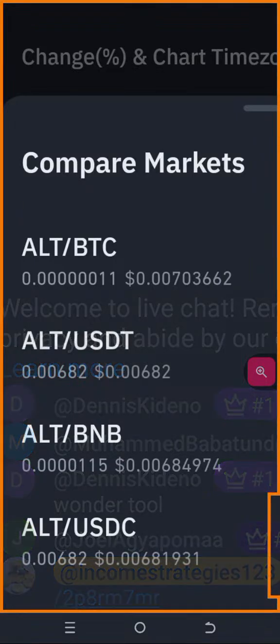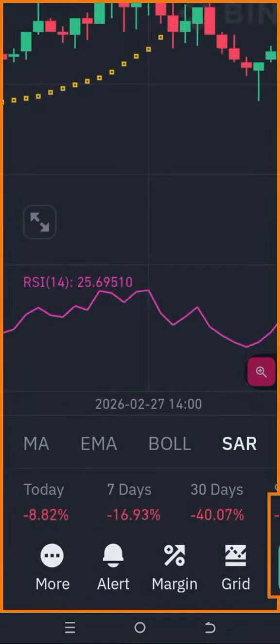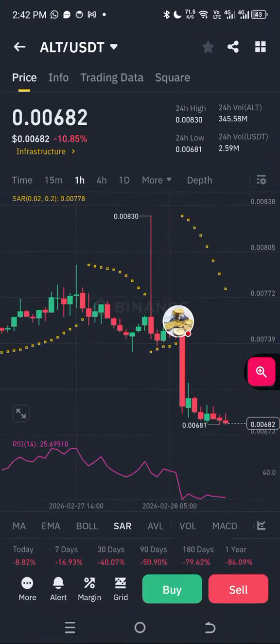So now we have looked at the different opportunities that are here. We have ALT USDT at 0.0068, as you can see here, and we have BTC at 0.0070. So obviously you can see that BTC is higher and USDT is lower. So we're going to go with USDT. Let's click on that and quickly look at it.